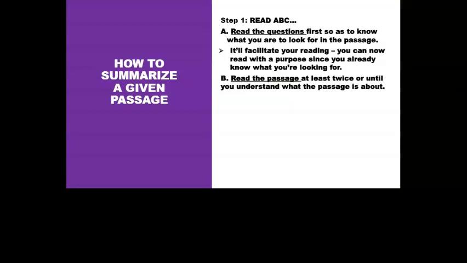Now, B, because in this step 1, we are saying you should read ABC, where A is read the questions first, B is read the passage at least twice or until you understand what the passage is about. Now, let's look at the passage, okay?